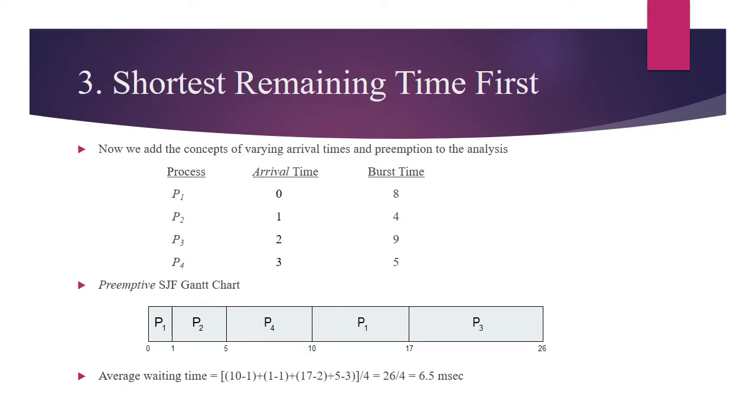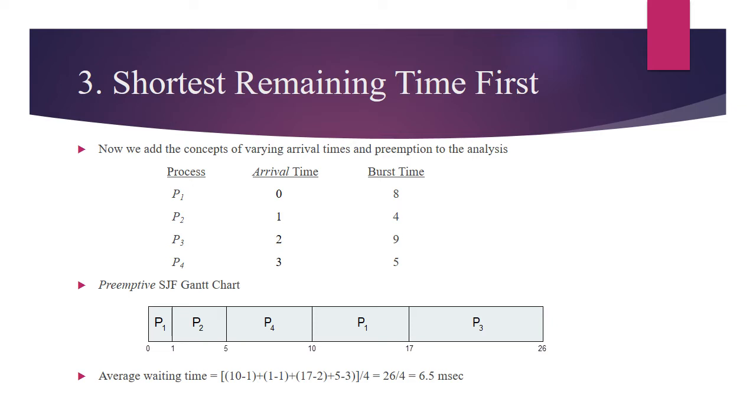Next algorithm is shortest remaining time first. If we add the concept of varying arrival times and preemption to shortest job first, we get the shortest remaining time first algorithm. We will understand it using an example. We have processes P1, P2, P3, P4. Their arrival times are 0, 1, 2, 3. Burst times are 8, 4, 9, and 5. And we will make a chart for preemptive shortest job first.